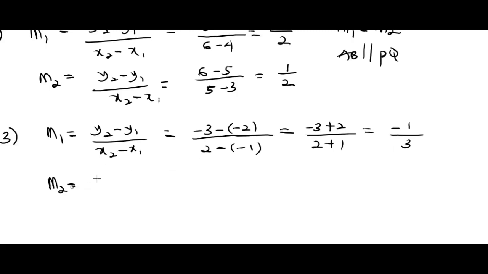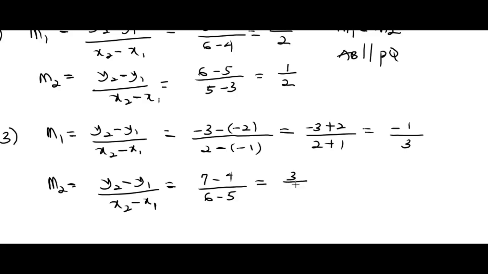Let's find the slope of PQ. That is y2 minus y1 over x2 minus x1. So our y2 is 7, our y1 is 4, our x2 is 6, and our x1 is 5. 7 minus 4 we have 3, 6 minus 5 we have 1. So the slope here is 3. So looking at this, they are not the same, all right?